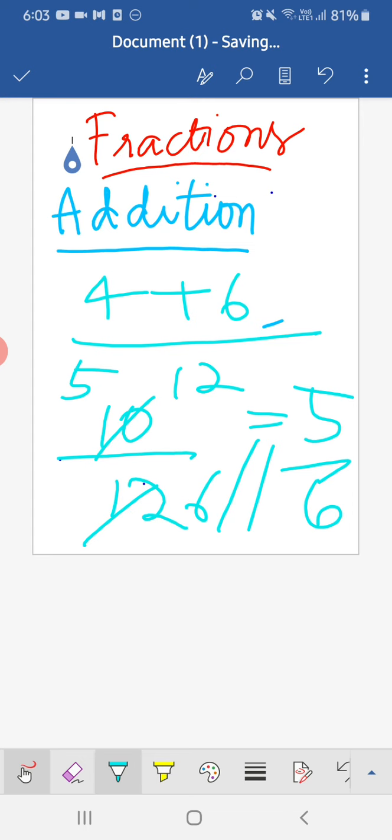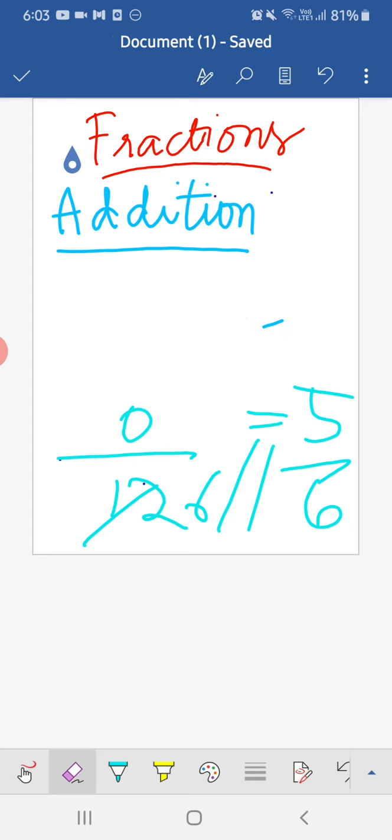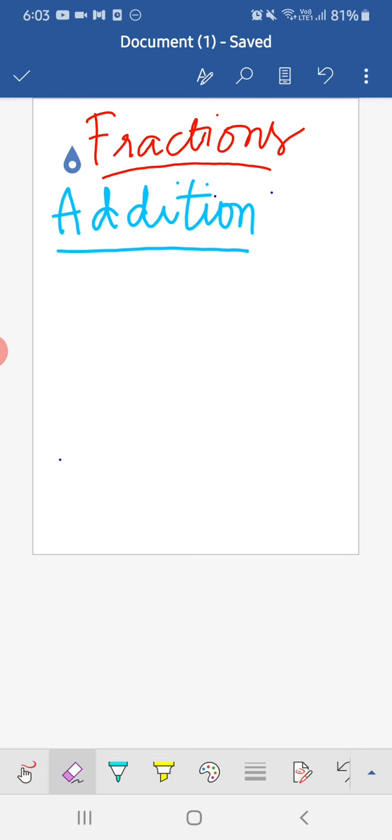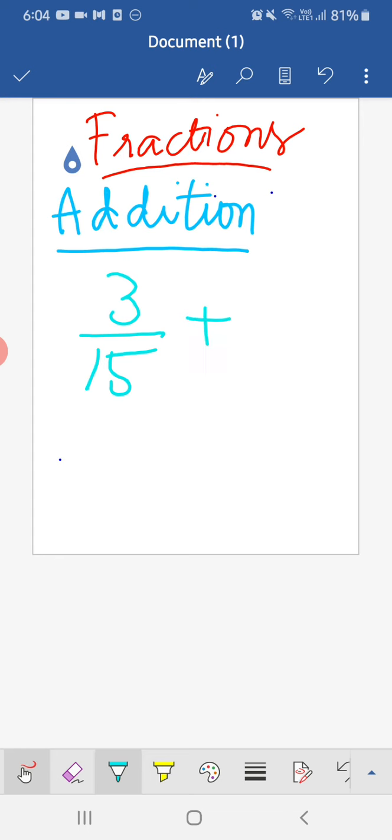One more thing I wanted to share is that the first situation was both the denominators were equal. Second was both the denominators were not equal, but they were going in the same table where they both can come. Now suppose I am writing 3 by 15 plus 2 by 10. What can you see here? You can see that 15 and 10 both go in the 5 table, correct? That is why you need to take the LCM of these two.